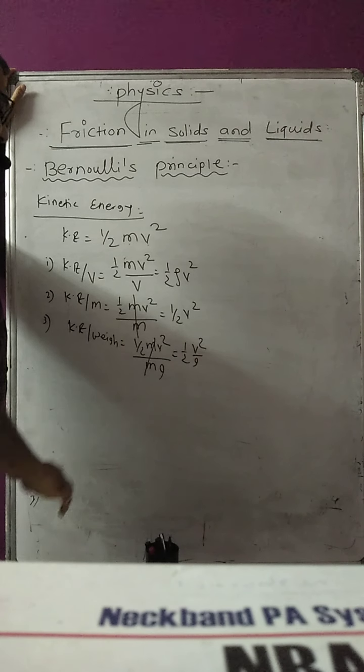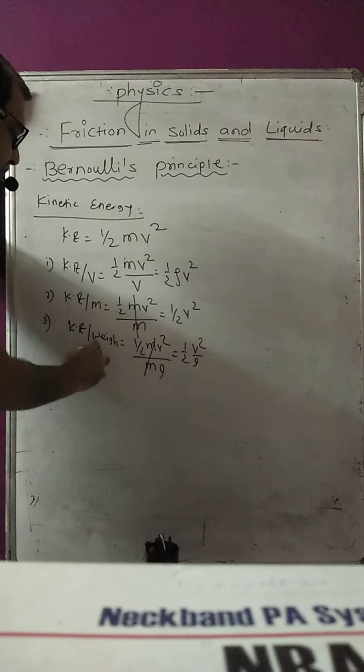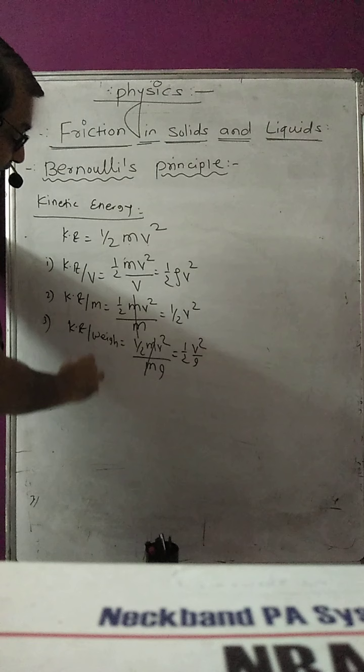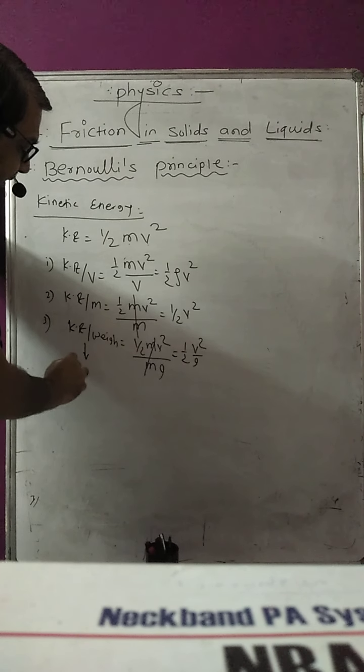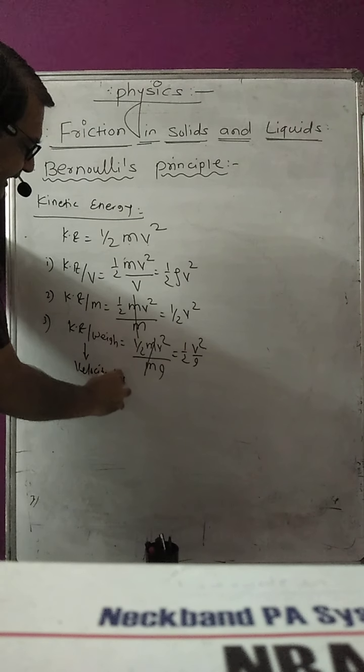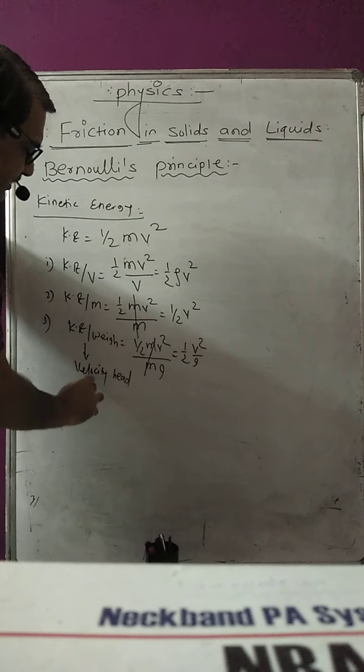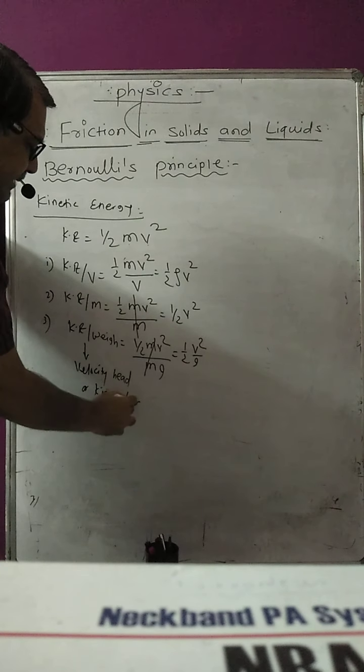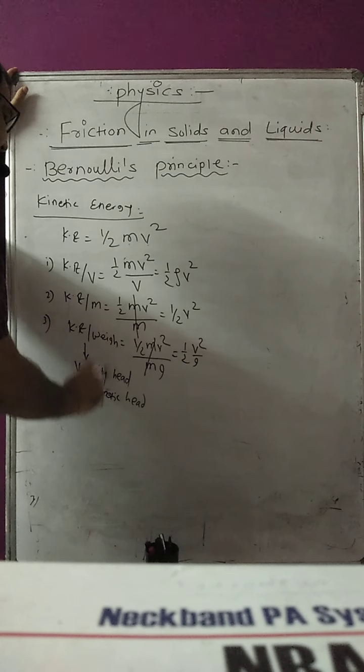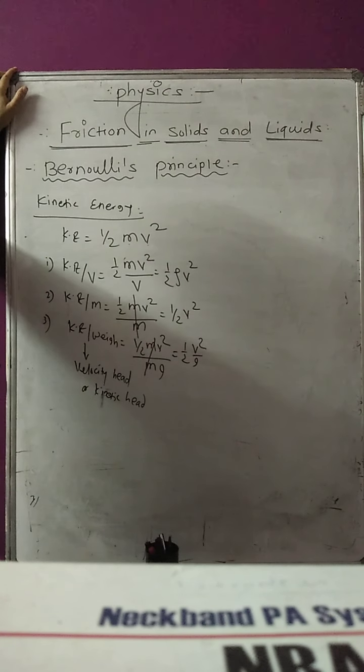Here, this kinetic energy per unit weight is also called velocity head, or kinetic head. So these are the names for the per unit weight term: velocity head or kinetic head.